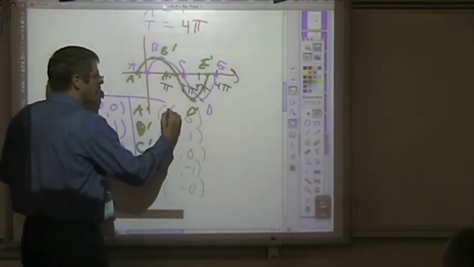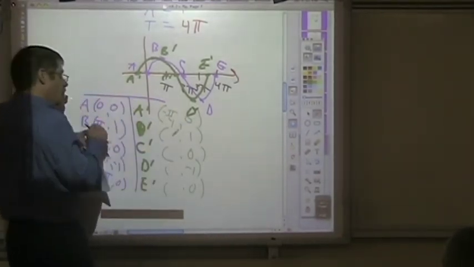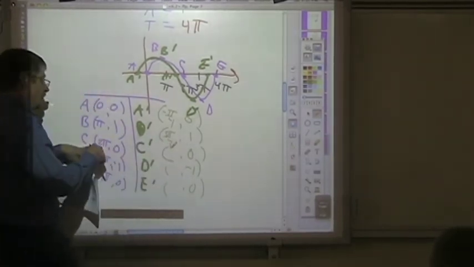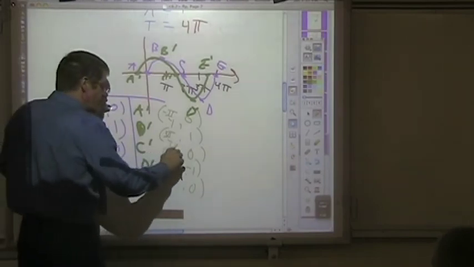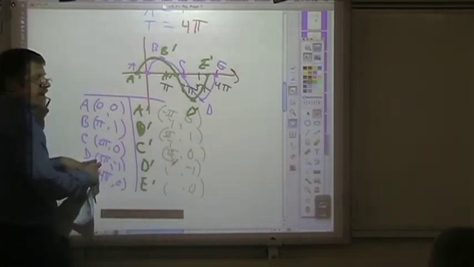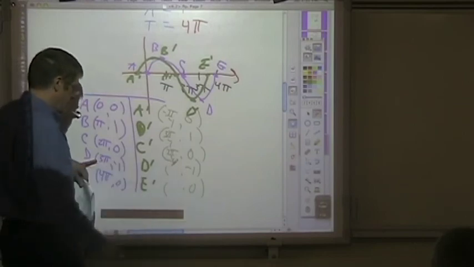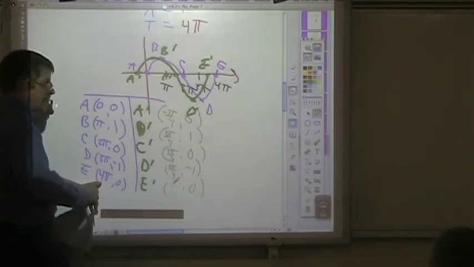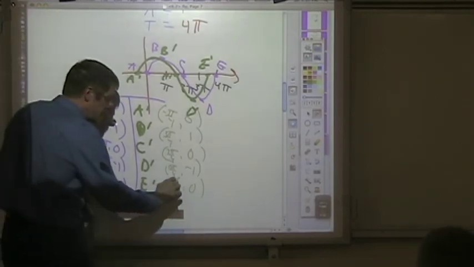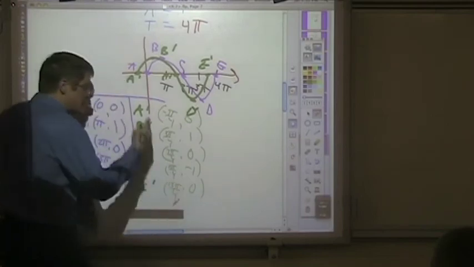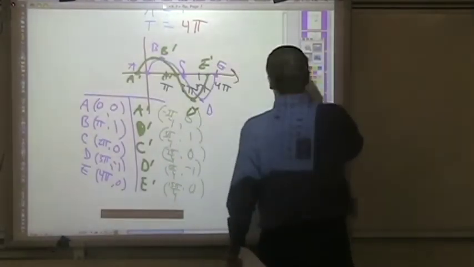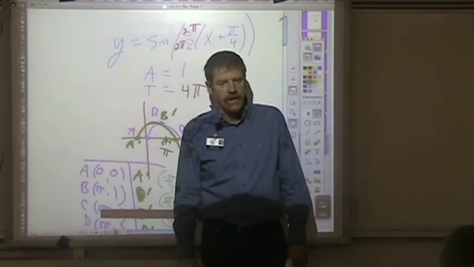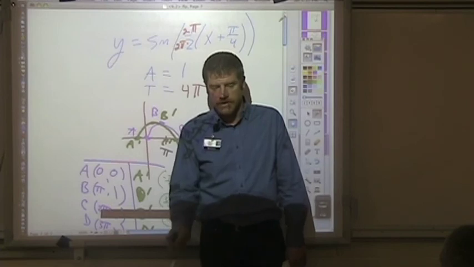So it's going to be negative pi over 4, comma 0. That's this point here. What's pi minus pi over 4? That'd be 3 pi over 4. 2 pi is 8 pi over 4 minus pi over 4 is 7 pi over 4. 3 pi is 12 pi over 4, minus pi over 4 is 11 pi over 4. And 4 pi is 16 pi over 4, minus pi over 4 is 15 pi over 4. So, there you have it. That's a systematic, reliable way to find the coordinates of a horizontally shifted sine or cosine graph.